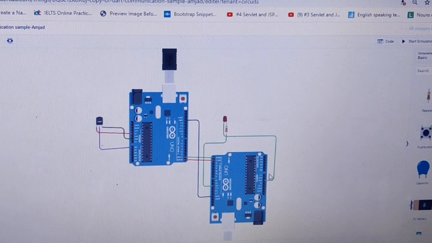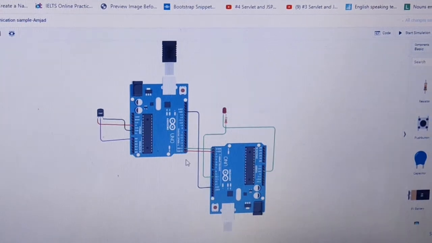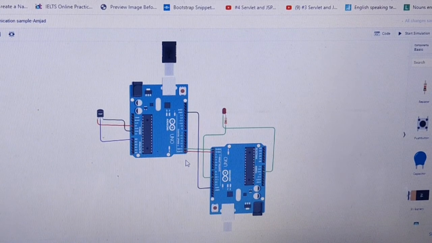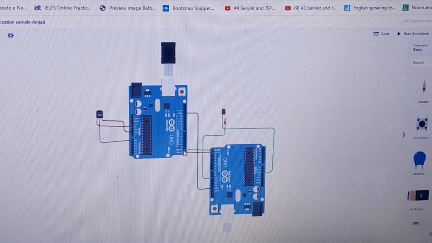For UART communication, first Arduino ground is connected with second Arduino ground, and pin number 0 and pin number 1 of Arduino are used for RX and TX respectively. TX, pin number 1, is connected to RX, pin number 0, and then pin number 0 RX is connected to pin number 1 TX.